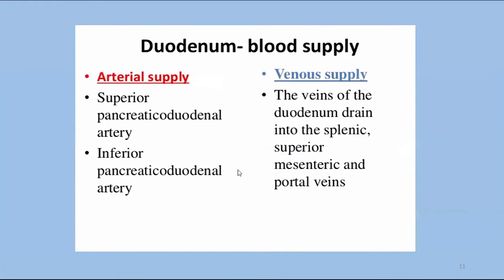Blood supply. Arterial supply comes from the superior pancreaticoduodenal artery and the inferior pancreaticoduodenal artery. Venous supply: the veins of the duodenum drain into the splenic, superior mesenteric, and portal veins. Okay.